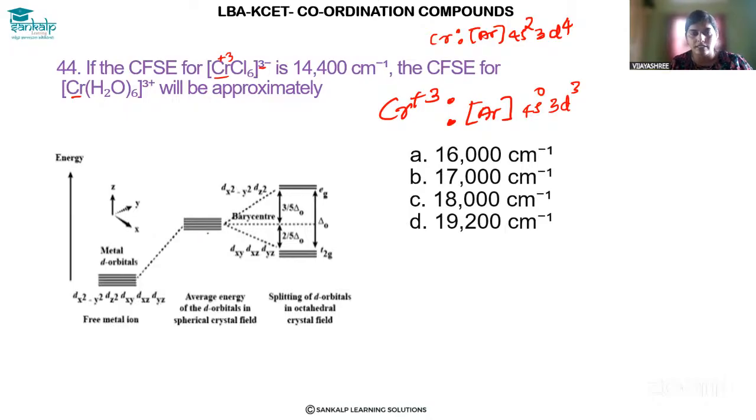Crystal field theory: the degenerate d orbitals get split into 2 Eg orbitals and 3 T2g orbitals. Initially, before the ligand approaches, there are 5 degenerate orbitals in chromium 3+, right? As the ligand approaches, it gets split into 2 Eg higher energy orbitals and 3 T2g lower energy orbitals.